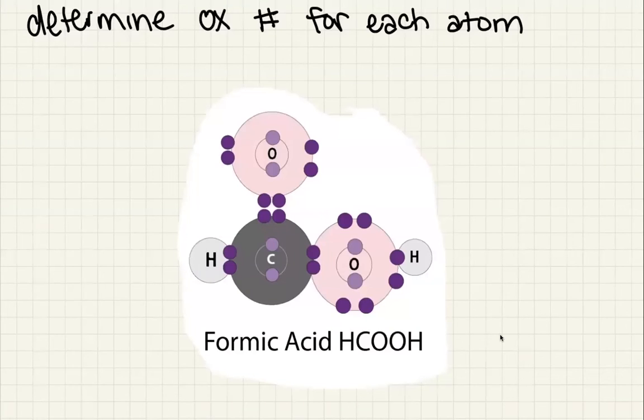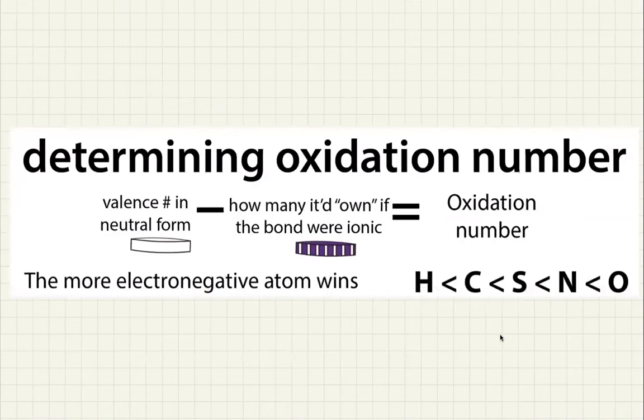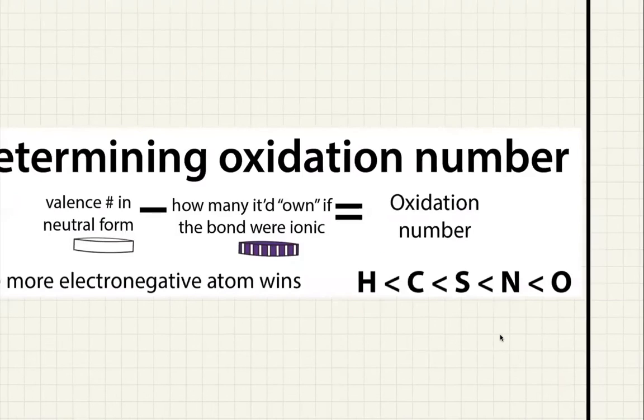With this analogy, we can think about each of these oxidation number determinations as a sort of hand in poker. If these were to break up, who would win the hand? Remember that to determine the actual oxidation number, you figure out the valence number in the neutral form and subtract how many it would own if the bond were ionic. So if they were to split up, who would the electrons get to stay with? Remembering that the more electronegative atom is going to win. The one that's more electronegative is going to own the electrons if they were to split, and this is going to give you your oxidation number.